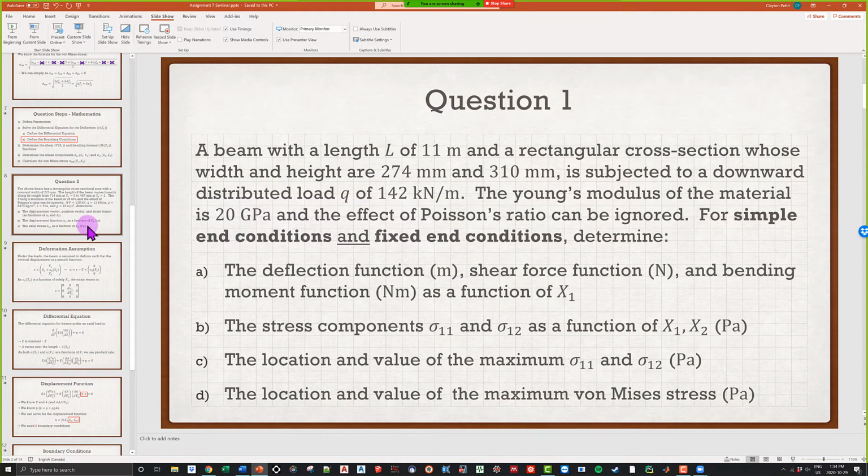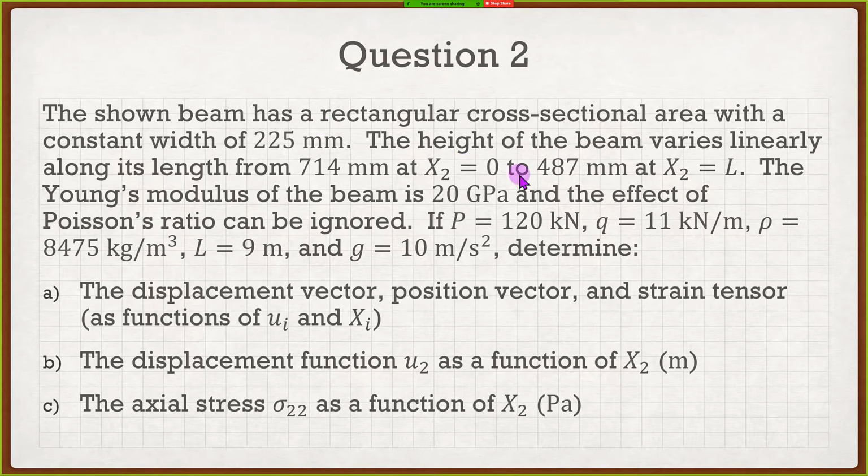So question number one is actually the longer of the two. Once you guys get question number one, question number two will go pretty smoothly. But question number two does have one trick that we're going to talk about. All right, so looking at question number two, it says the shown beam has a rectangular cross-sectional area with a constant width of 225 millimeters.